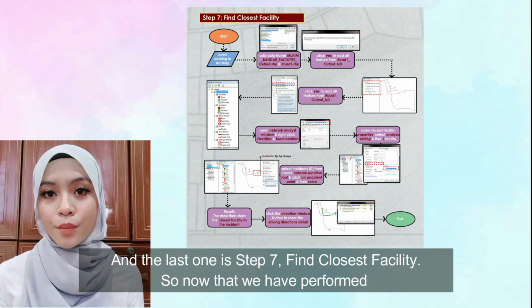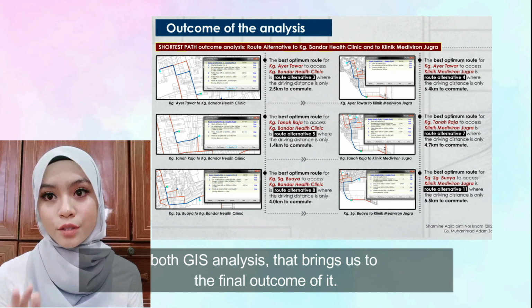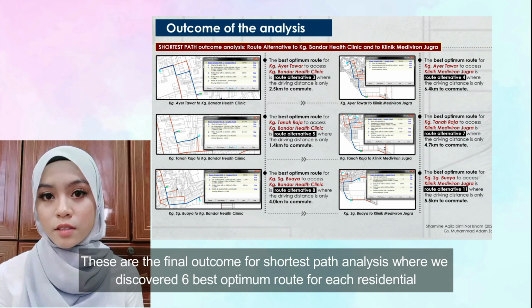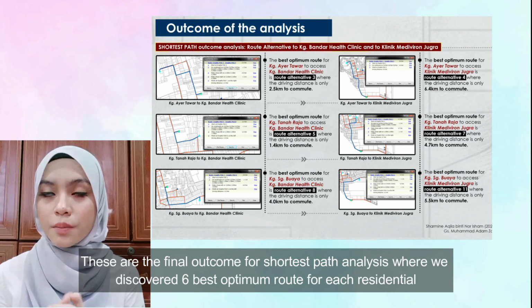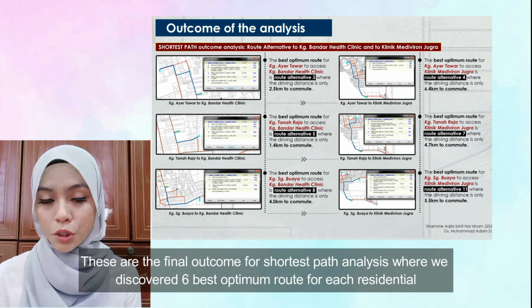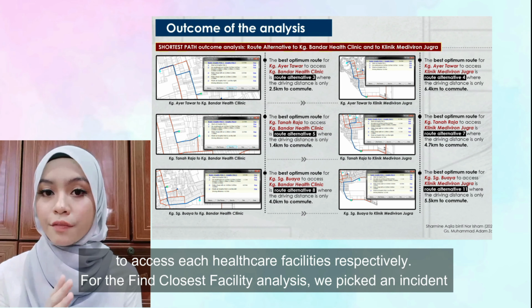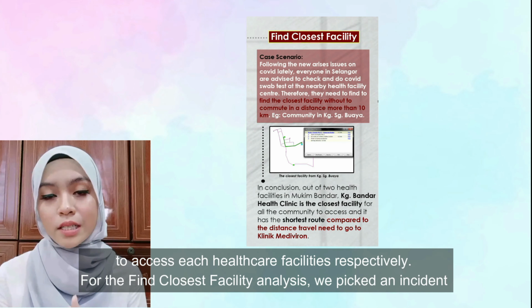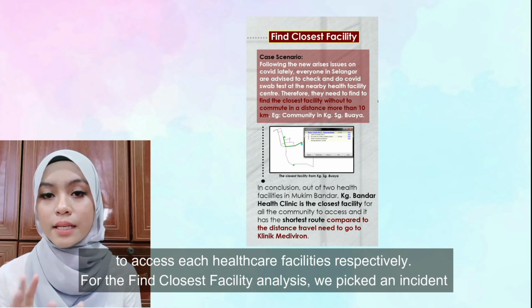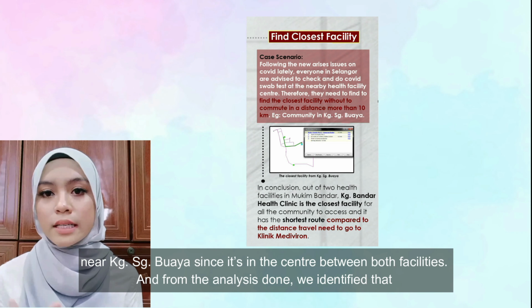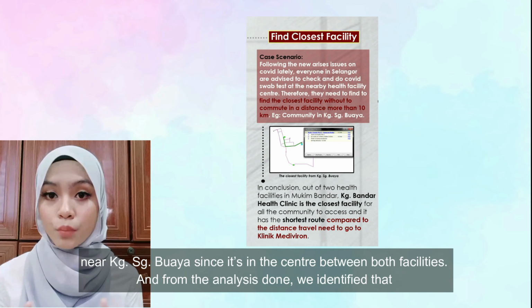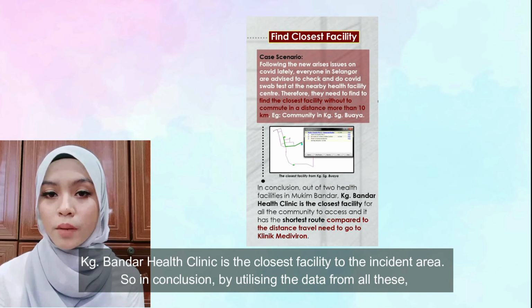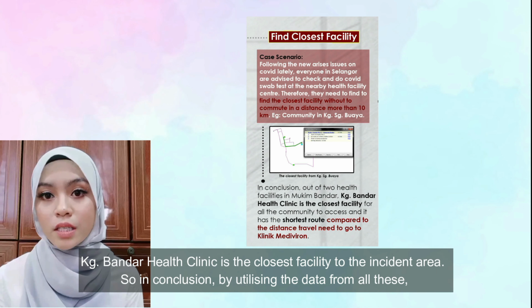So now that we have performed both GIS analysis, that brings us to the final outcome of it. These are the final outcome of the shortest path analysis, where we discovered 6 best optimal routes for each residential to access each healthcare facility respectively. For the find closest facility analysis, we pick an incident near Kampung Sungai Buaya since it's in the center between both facilities. And from the analysis done, we identified that Kampung Bandar Health Clinic is the closest facility to the incident area.